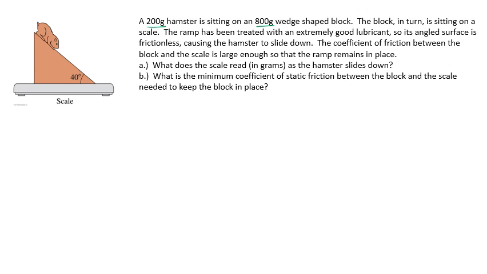And the ramp is frictionless, so this here is frictionless. But this surface here is not frictionless, so this has friction. And so the block is held in place. If you think about if everything was frictionless, as the hamster slid down, the block would slide backwards to the left. But there's a friction coefficient between the scale and the ramp holding the ramp in place.